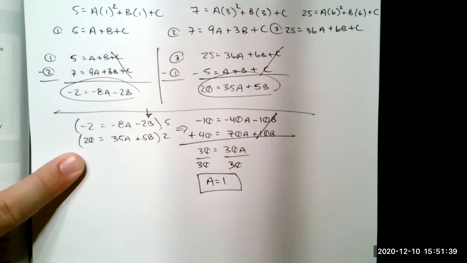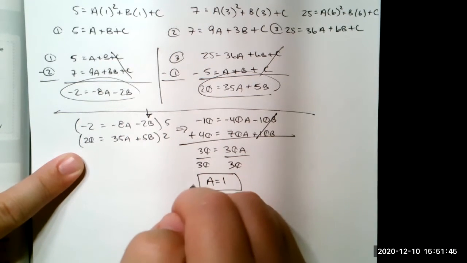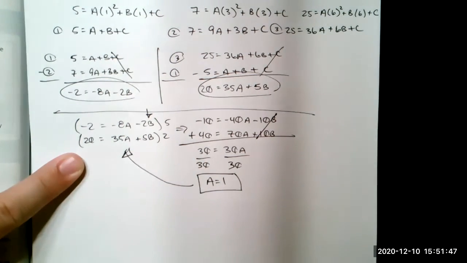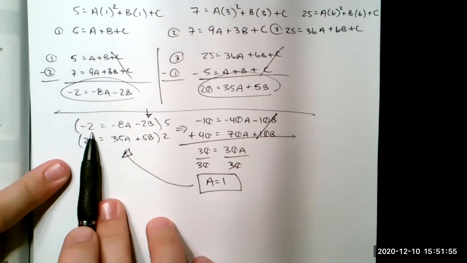So I get a equals 1. Now I can kind of work backwards. I'm going to take the fact that a equals 1 and plug it into either one of those two equations. It doesn't matter. I'm going to pick the one with the smallest numbers. Hopefully that's just the easiest. So I'm going to go ahead and pick the first one.